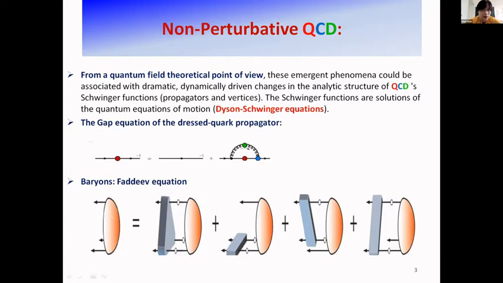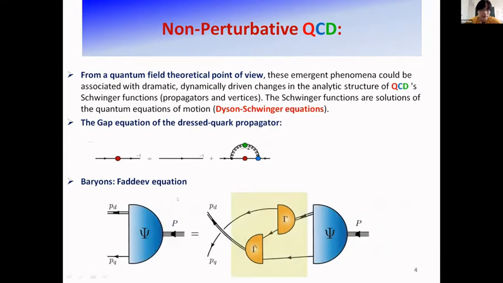These orange half circles are the baryon's Faddeev amplitude. This blue triangle is the three-body irreducible interaction kernel, and these blue boxes are the two-body irreducible scattering kernel. However, this three-body Faddeev equation is very complicated. Usually, we use a simplified two-body quark-diquark Faddeev equation.